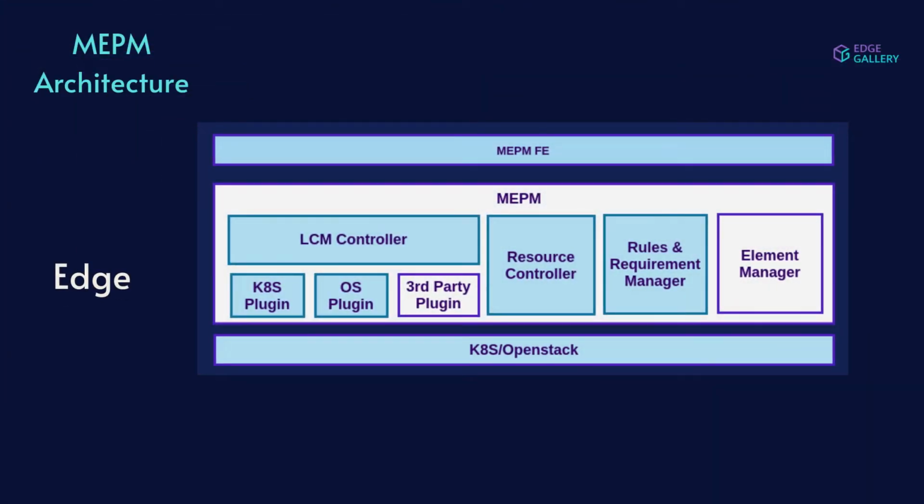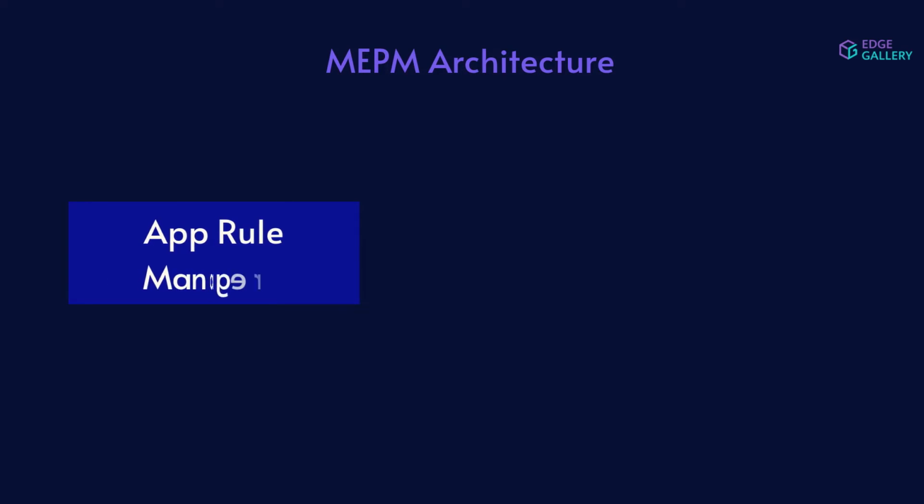The MEPM resides on each of the edge configured to the EdgeGallery core. It consists of the App Rule Manager, responsible for configuring the traffic and DNS rules for the Edge applications. The App Rule Manager interacts with the MEP, Multi-Access Edge Platform, to interact with the deployed applications in a given edge.